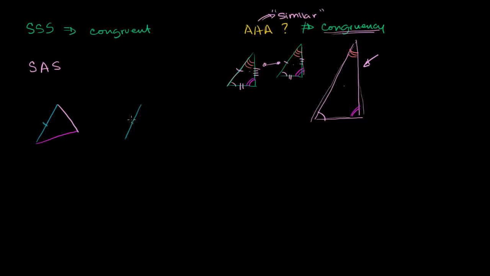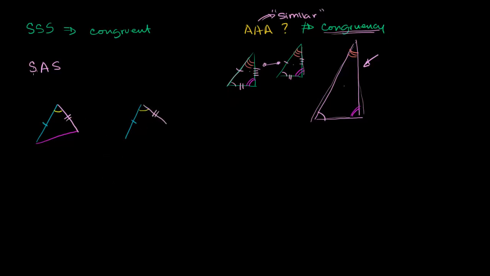So that length and that length are going to be the same. It has a congruent angle right after that. So this angle and the next angle for this triangle are going to have the same measure, or they're going to be congruent. And then the next side is going to have the same length as this one over here. So it's going to be the same length.